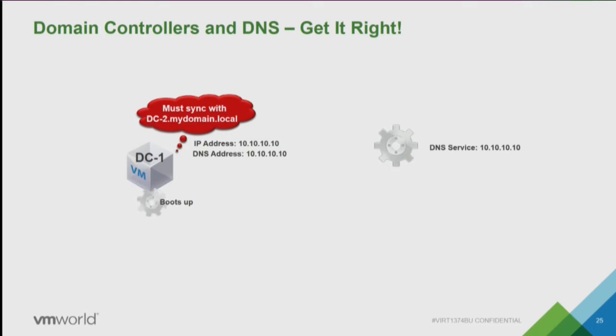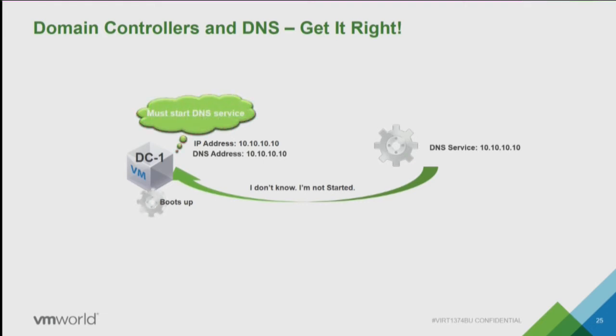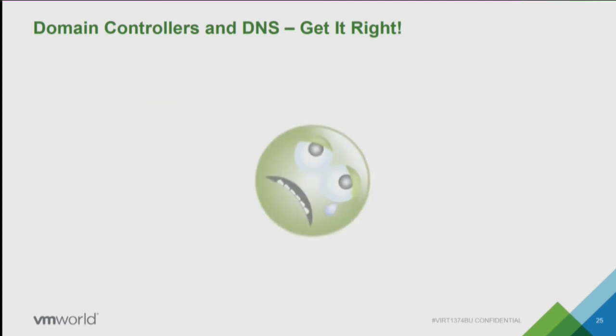It knows DC2 by name. It doesn't ask for DC2 by IP address or MAC address or any other thing. It says DC2.mydomain.local, please, I need to talk to you because I'm required to sync. Oh, wait, I need to resolve the name. All right, DNS service, could you please start so I can resolve this name? And DNS service goes back and says, oh, wait, I'm not allowed to start until you've been able to sync with another domain controller. Excuse me? You following? All right. That's what happens.